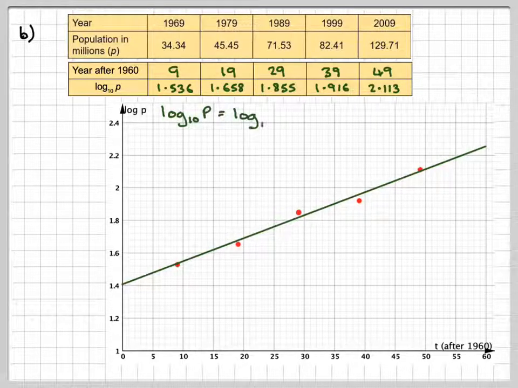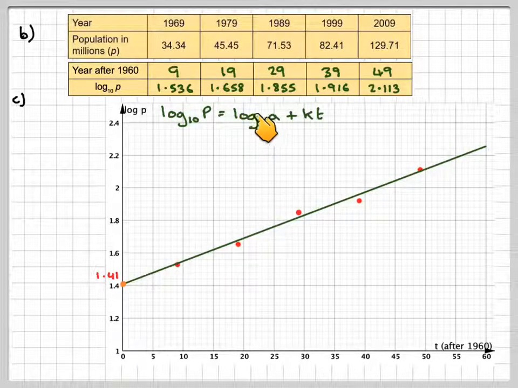Right, so we have log to base 10 of p is equal to log to base 10 of a plus kt. Now this particular point here is of interest, which is approximately 1.41 from my graph. Now there'll be a degree of range that you can get the graph in here, but it is pretty narrow. So 1.41. So basically what we're comparing this with is y is equal to mx plus c.